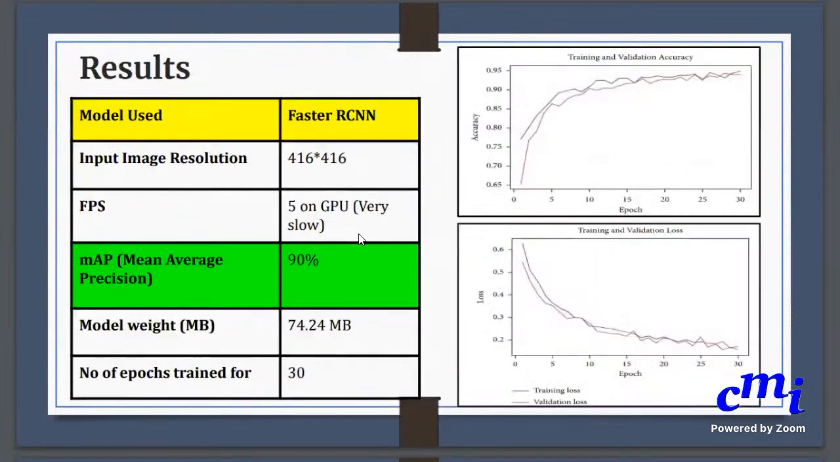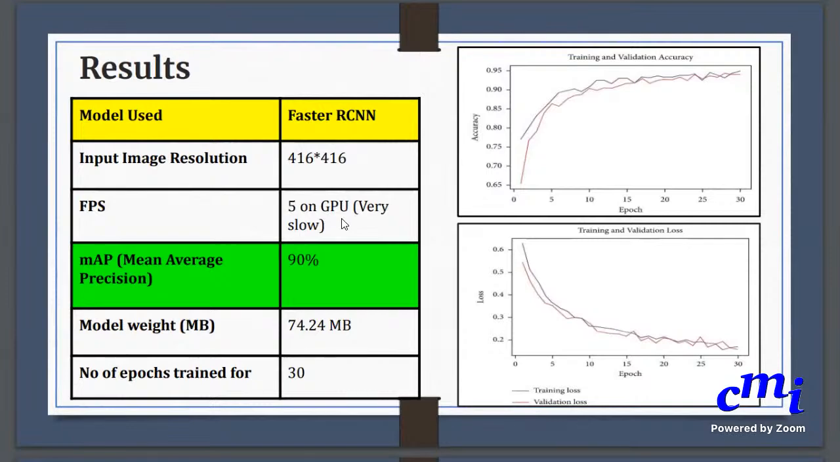When it comes to faster RCNN, you can see the results: mean average precision improved considerably. Earlier it was 80%, now we are getting 90%. The model weight has also reduced, from 153 MB to 74 MB. So it is more scalable, but the FPS is still very low. You can see the FPS is 5, and that too on GPU.